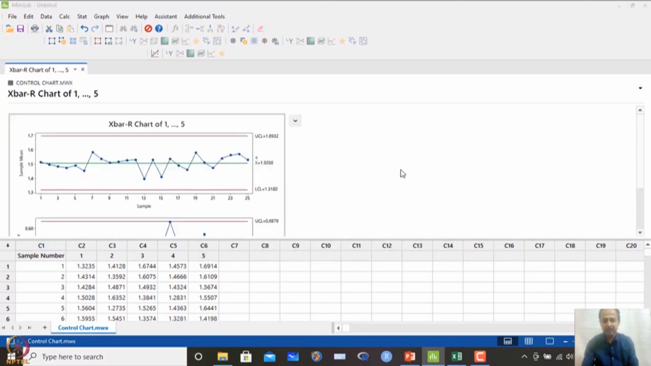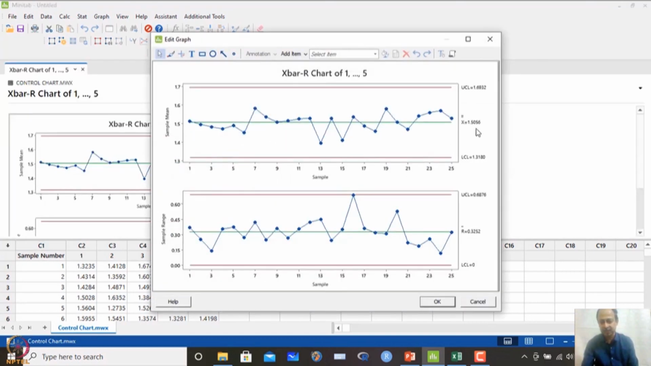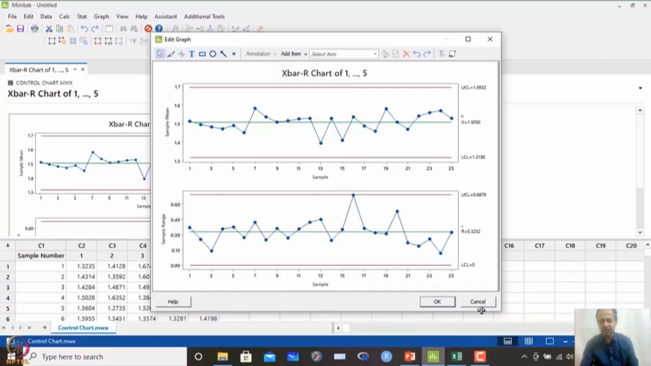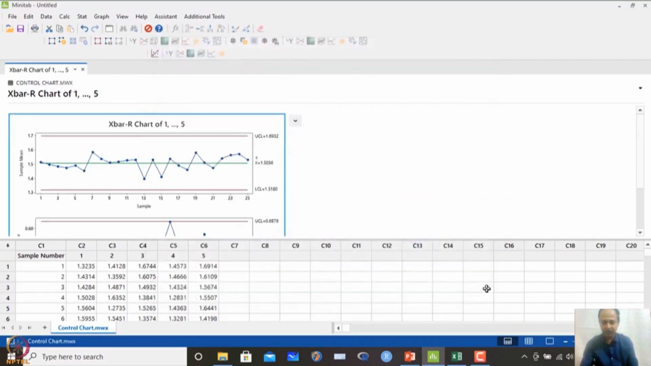in the session window you get this graph. As you have seen, x double bar from the Excel calculation came out to be 1.51, and R bar we calculated as 0.33 or so. Minitab gives you the same calculation. Okay, so this is the way we plot control charts, the x bar R chart, and any abnormality will be located here.